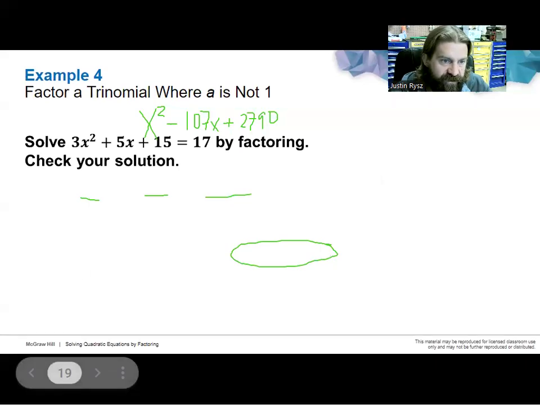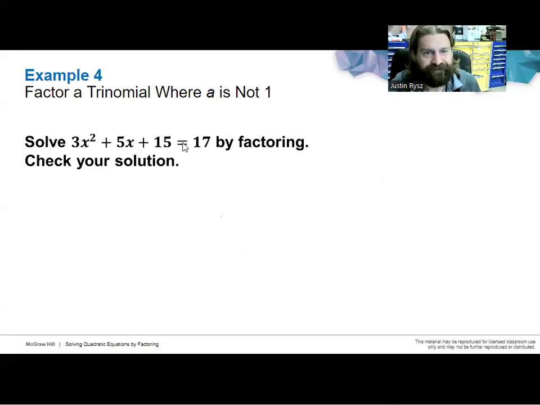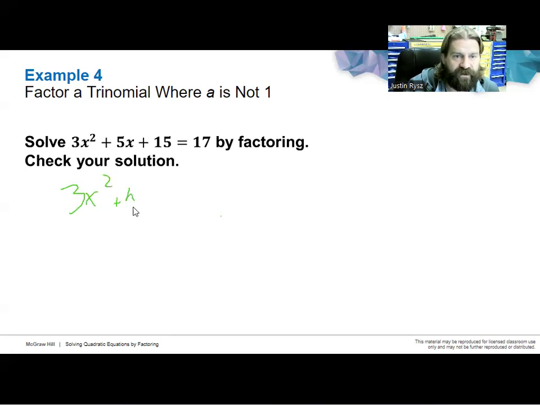Okay, let's keep this going here. Let's get a little bit more complicated and solve these ones here. All right, so we're going to make this equal to 0. So we get 3x squared plus 5x. If we subtract the 17 over, we get minus 2 equals 0. So what numbers multiply together to give us negative 6 and add together to get 5? That'd be a 6 and a negative 1.